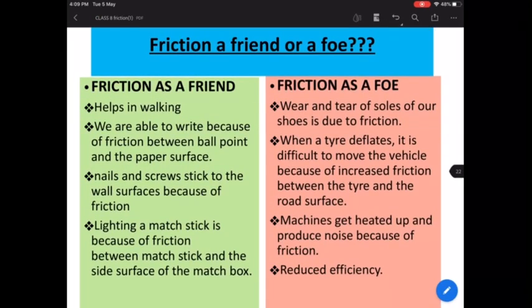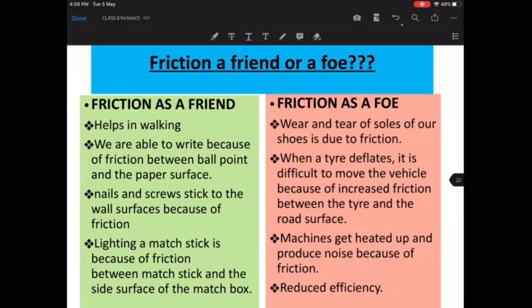Next is friction as a friend or foe. In this case you have to write down a few points in which you think friction will act as a friend, and a few points in which you think friction is actually our enemy. So in what all ways will it act as a friend?